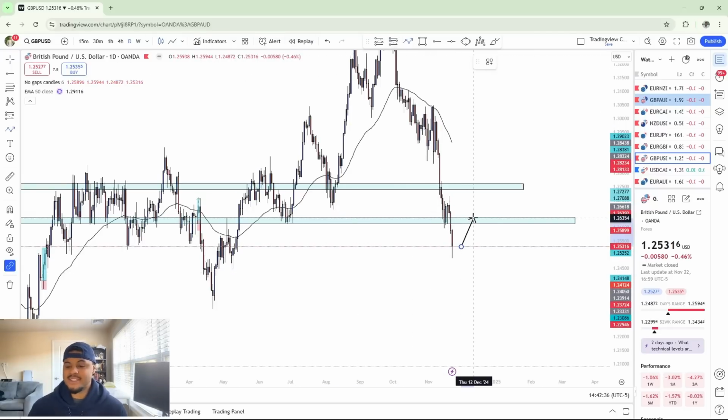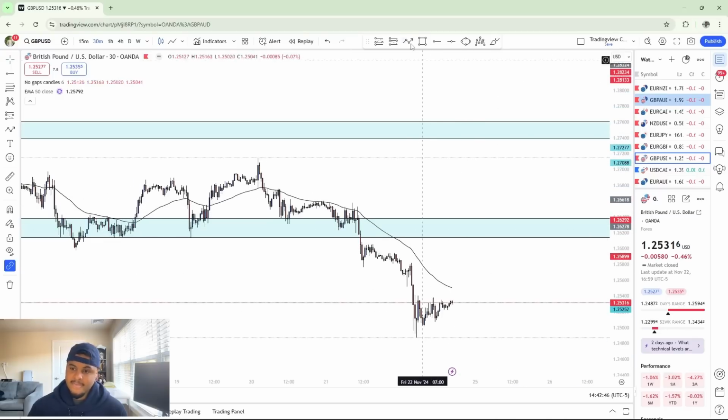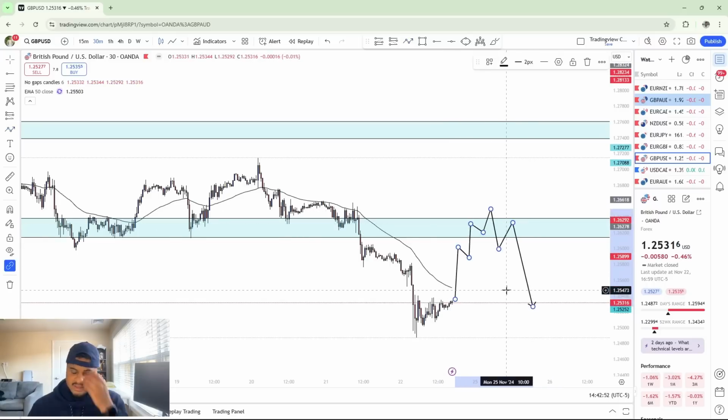Man, if I don't make money this week, I'm tripping. If you don't make money this week, you're tripping. Pull back. Same thing I've been saying. Wait for the lower time frames to go bullish, get back into the zone, give us a shift of structure, and take it to the downside.